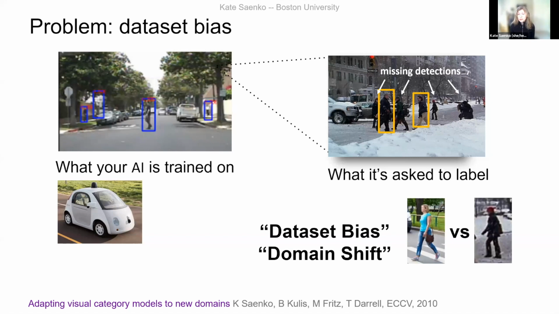So we call this data set bias, or another term for it is domain shift. Right. So the problem with this domain shift is that the input data in training looks different from the input data at test time. We call this source versus target domains.